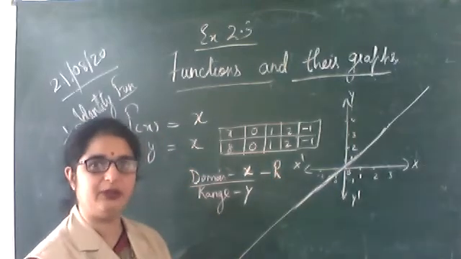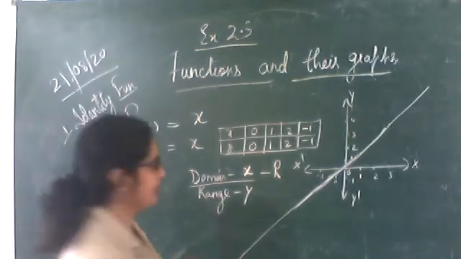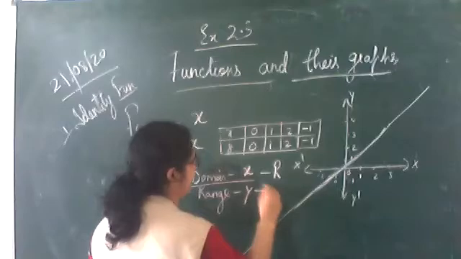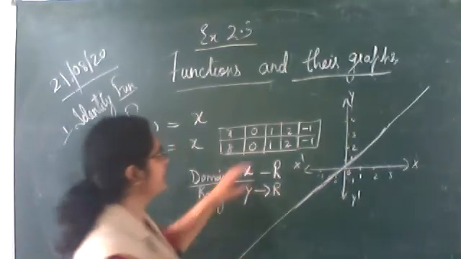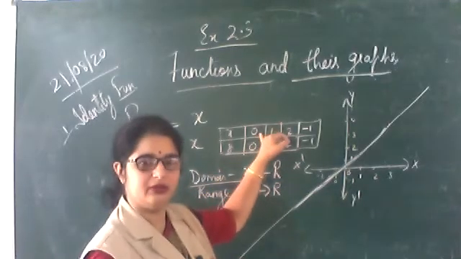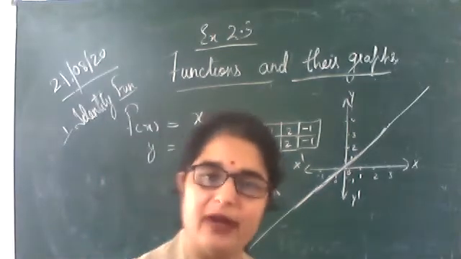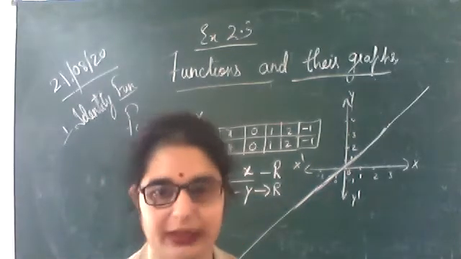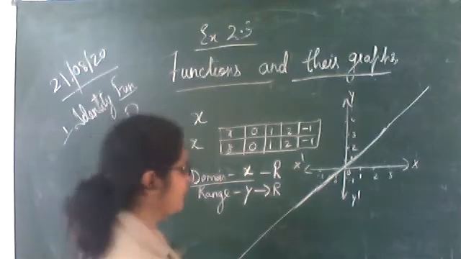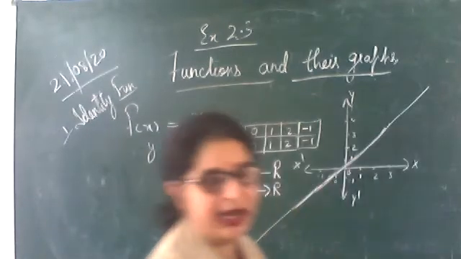Domain of this function will be what? All real numbers. R stands for real, and its range will be again real, because whatever value you put of x, you will get a value of y as a real number itself. Clear? So this is called your identity function.